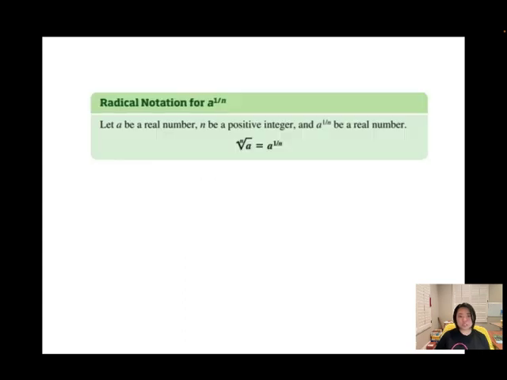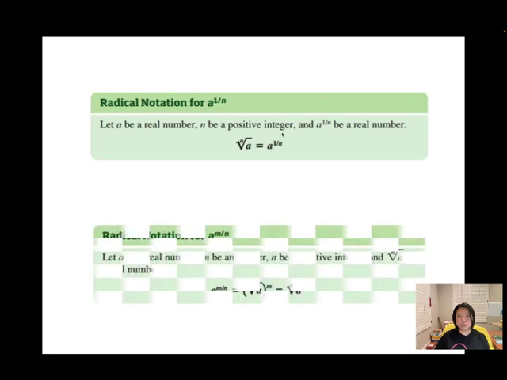Radical notation. Let a be a real number, n be a positive integer. Then a to the power of 1 over n is a real number. When we have the nth root of a, you could make this n become the exponent of 1 over n. Okay, this is very important. Make sure you guys remember this.